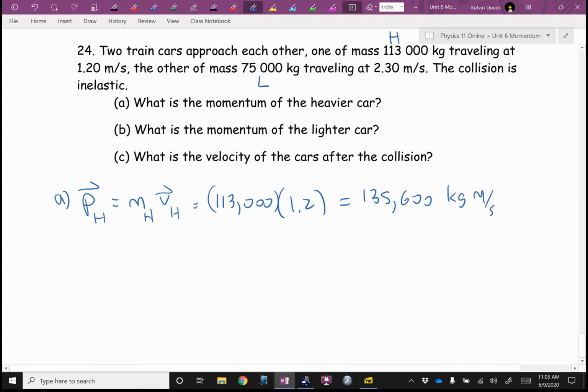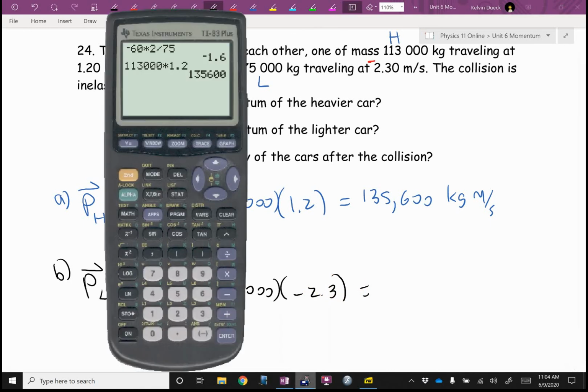kilogram meters per second. Now they're approaching each other, so I'm going to call this second velocity negative in the opposite direction. So when it wants me to find the momentum of the lighter car, that's going to be the mass of the lighter car times the velocity of the lighter car, and that's going to be 75,000 times negative 2.3. And I get negative 172,500.